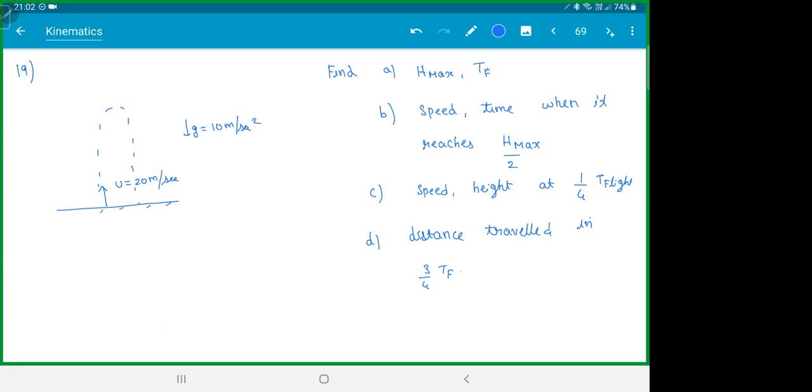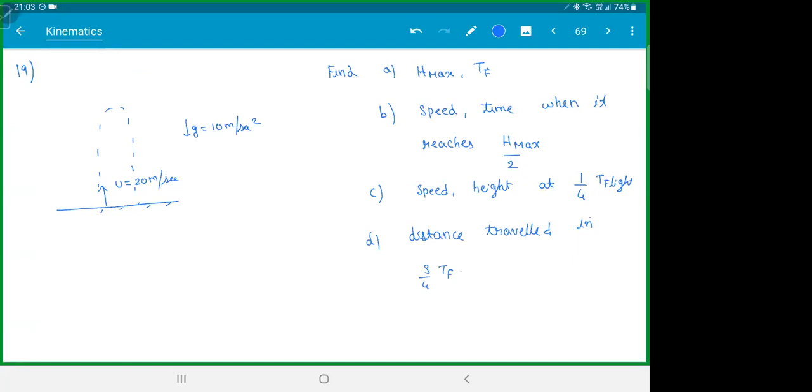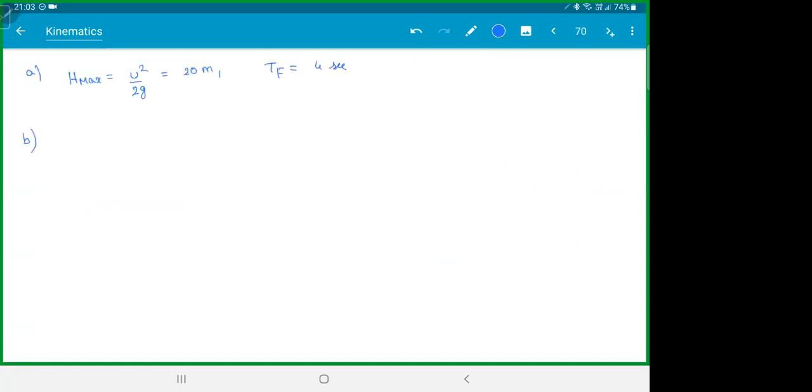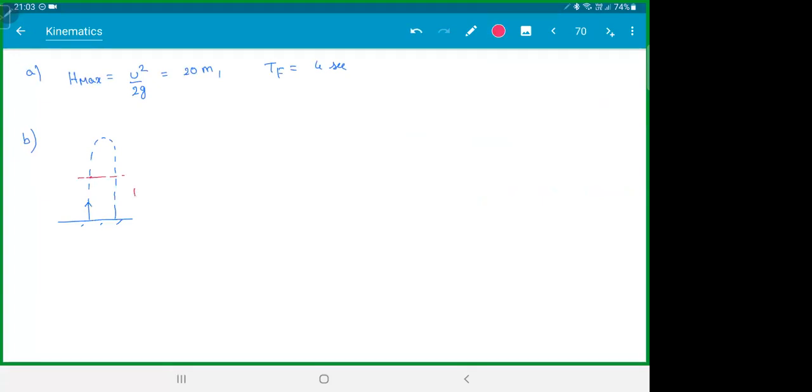Let's see. First was easy. Distance traveled 35, 10 by root 2. H max is u square by 2g, which is 20 square over 20, so 20 meters. Time of flight is 2u by g, 4 seconds. The second one, find the speed and time when it reaches h max by 2. So basically you are asking when will it reach this level, that is 10 meters.